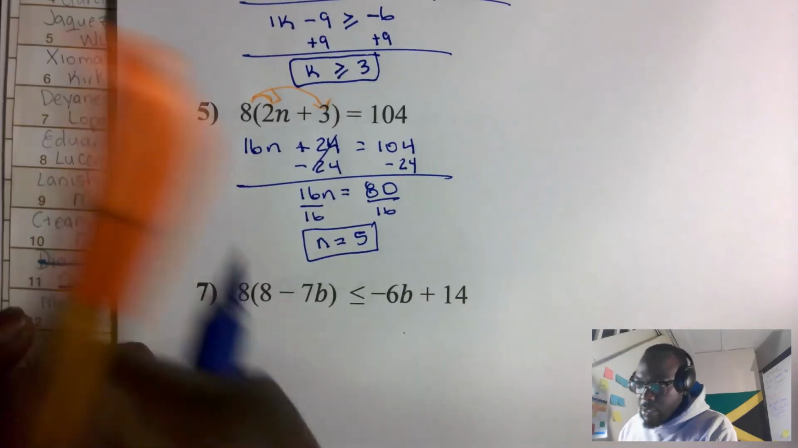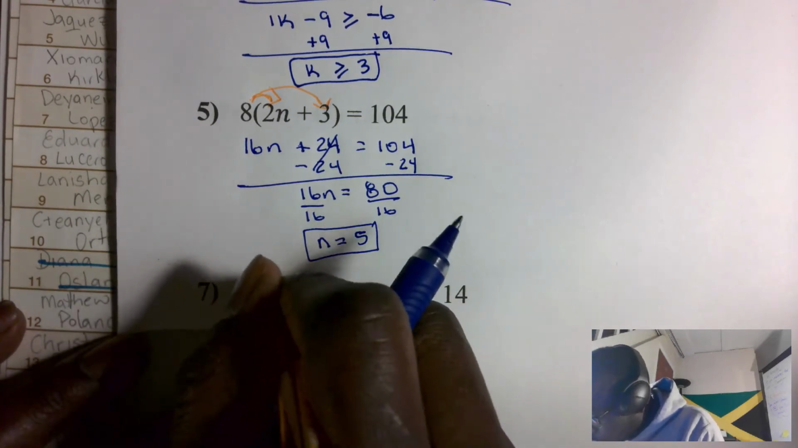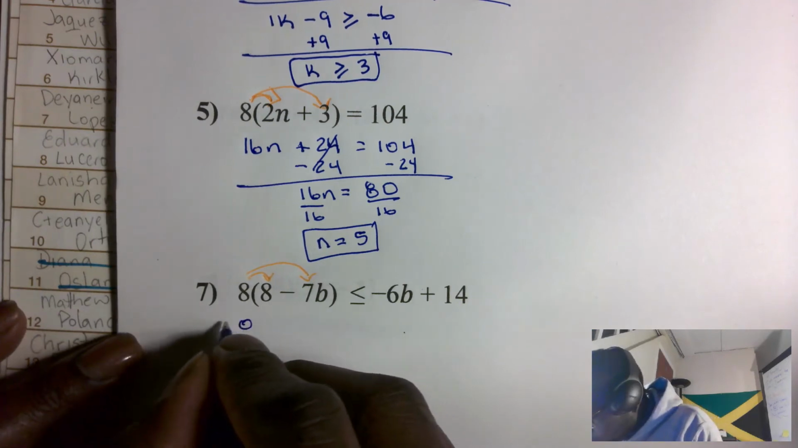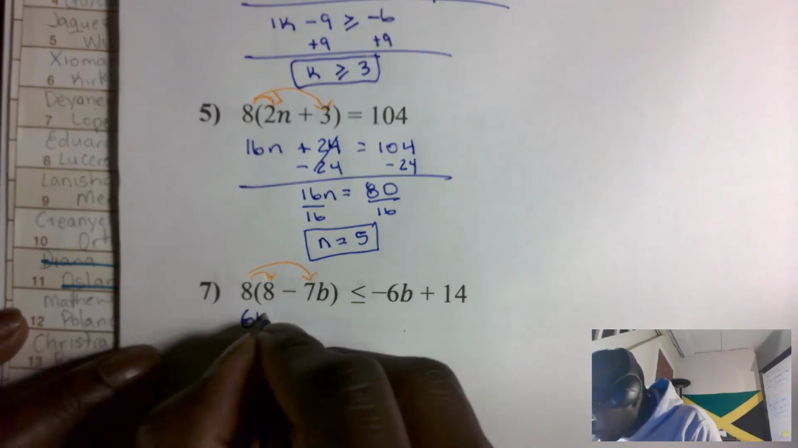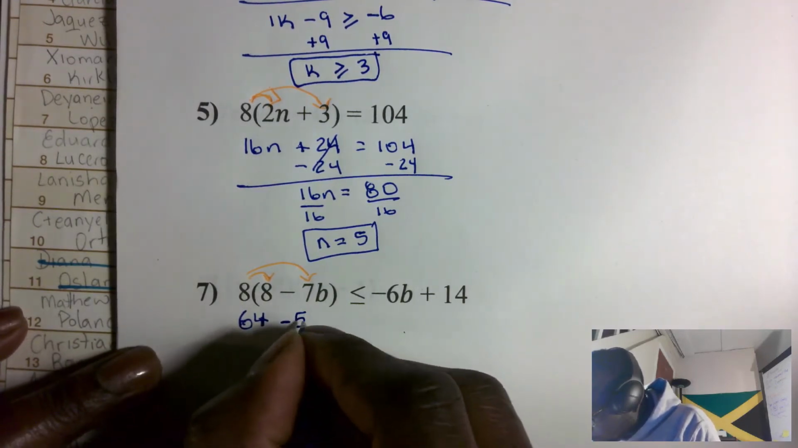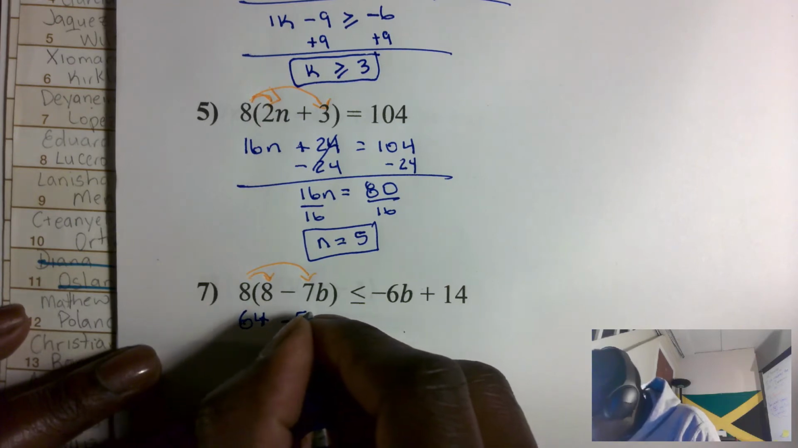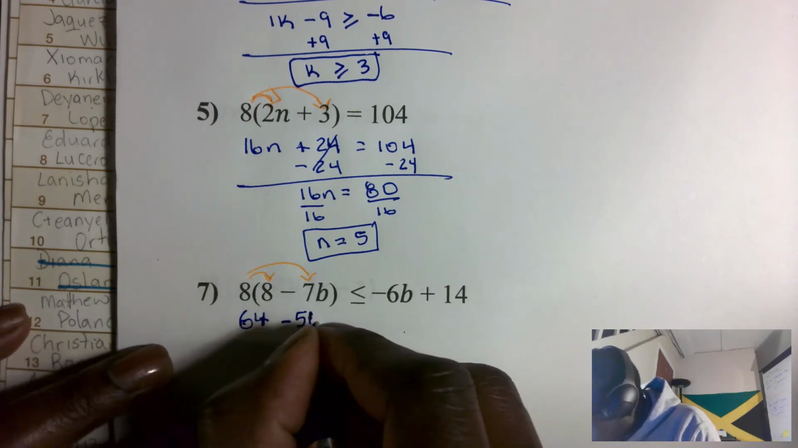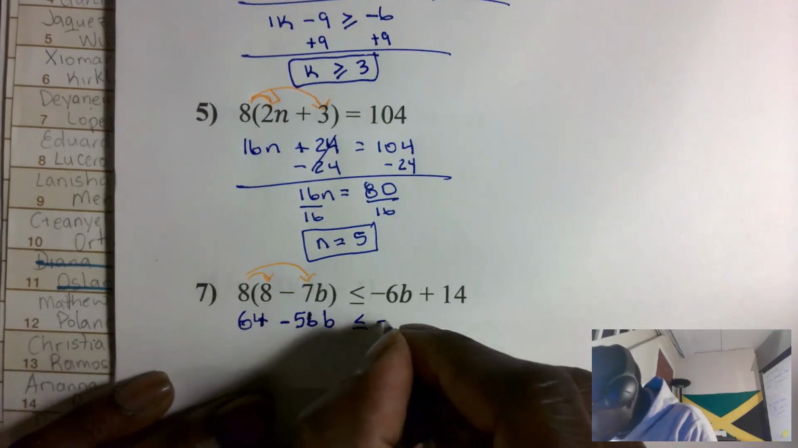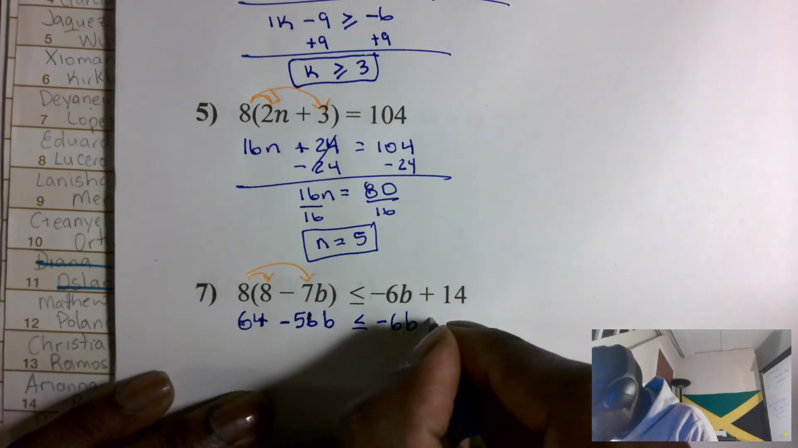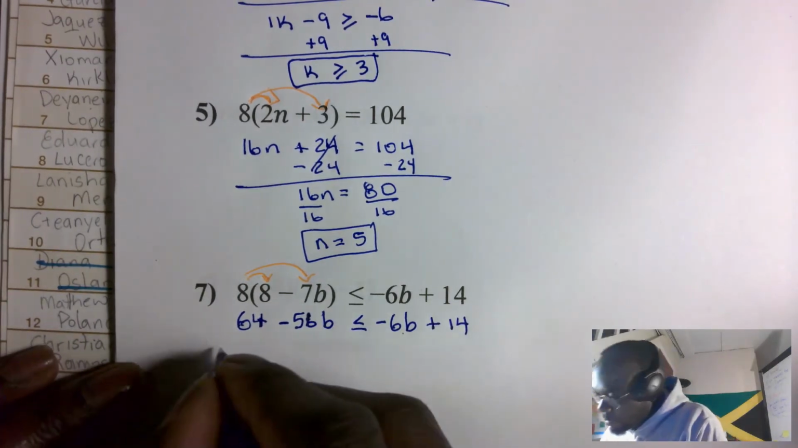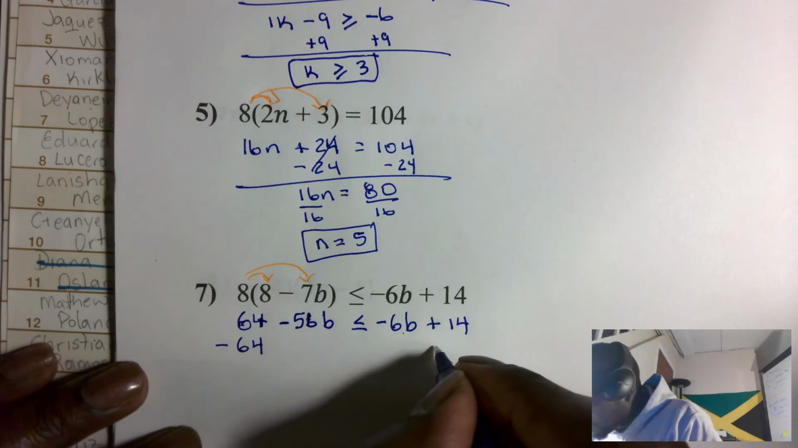So again, as you guys can see that we've been doing, I'm going to distribute. All right, so 8 times 8 is 64, minus 8 times 7 is 56. So this is going to give me 56b less than or equal to negative 6b plus 14. I need to get all my b's on one side, so I'm going to subtract 64 on both sides.